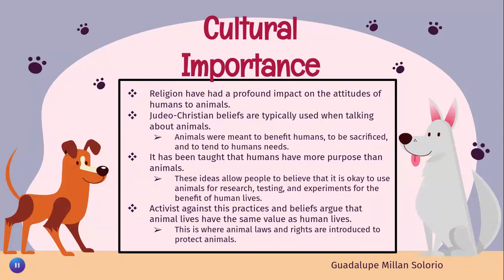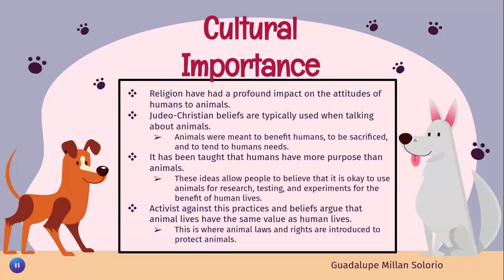Religion plays a big role when it comes to the way humans are treating animals. The Judeo-Christian beliefs are typically used when talking about animals. One of these beliefs is that animals were meant to benefit humans, to be sacrificed, and to tend to human needs. This belief has been going around for years, and is making humans think that they are allowed to treat animals in inhumane ways. Inhumane treatment of animals by humans involves various forms of cruelty, such as abuse and exploitation, and this can occur in industries like farming, entertainment, and especially in animal testing.